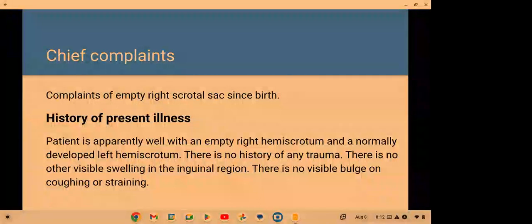birth. History of present illness. The patient is apparently well with an empty right hemiscrotum and a normally developed left scrotum since birth. There is no associated history of any trauma, no other visible swelling in the inguinal region from the loin to the inguinal canal to the root of the penis or anywhere in the scrotum, and there is no visible bulge on crying or straining.